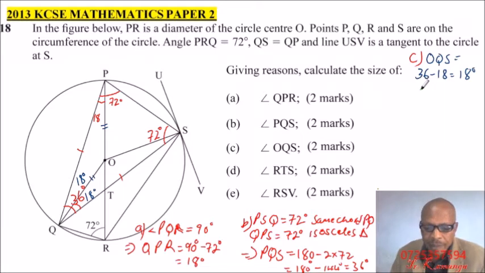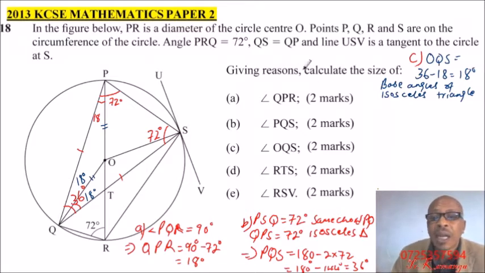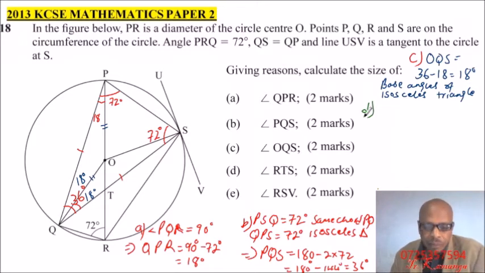You can say base angles of isosceles triangle. So that is how you answer that. There you also get 2 marks. We have given reason. Then what do we have here? We have our D here. We are supposed to get RTS.